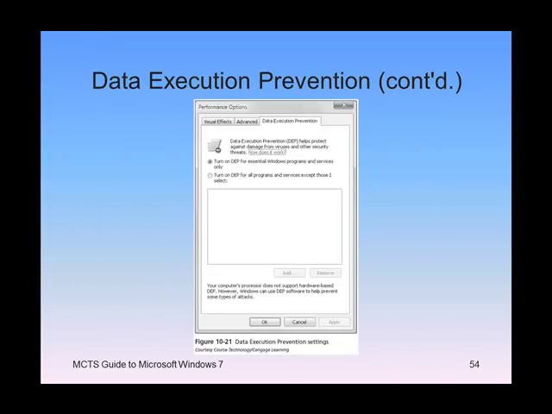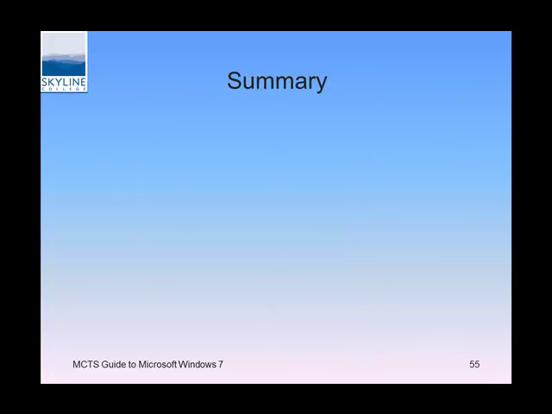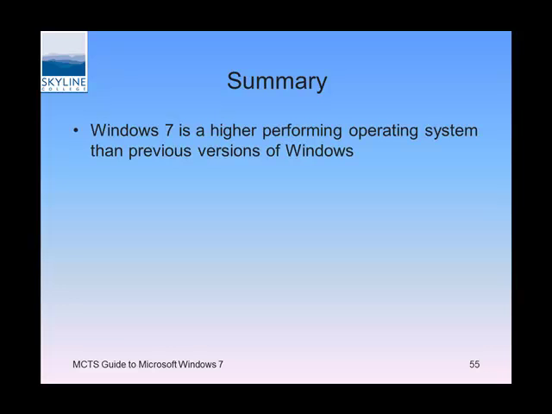And this is just what it looks like. Turn on DEP for essential Windows programs and services. Turn on DEP for everything. Two choices, and you can pick whichever one you want. And then we have the summary here. What else? Let's look at that, and then we'll go back to look at the other things.